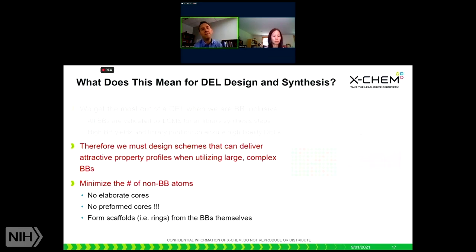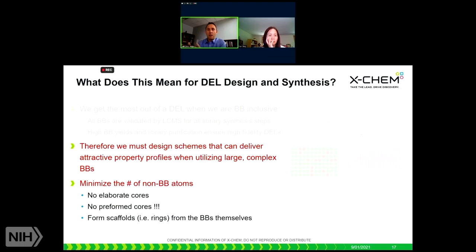If we're BB inclusive and we want to synthesize high split, low cycle libraries, then we have to change our mentality on how we design the schemes for those libraries. We have to design schemes that can deliver attractive property profiles when we utilize these large and complex building blocks.